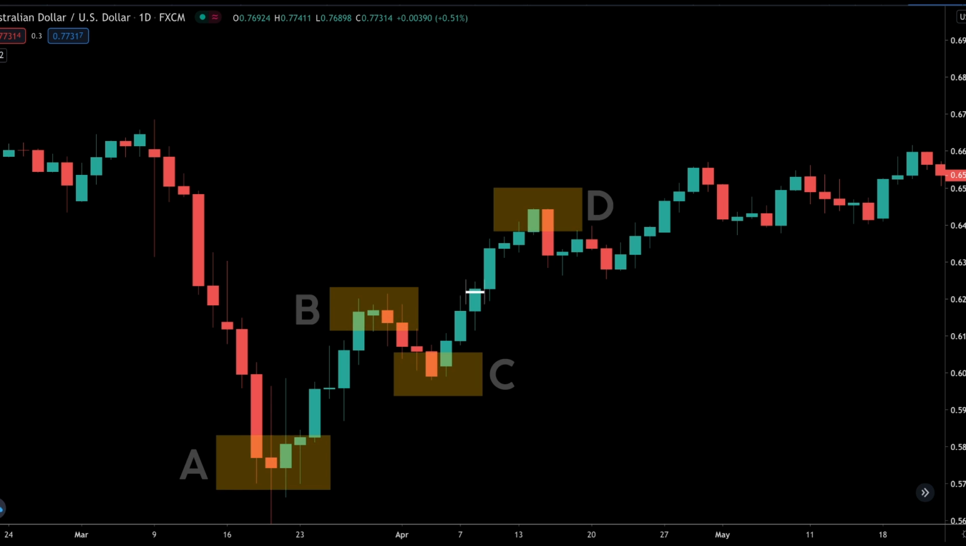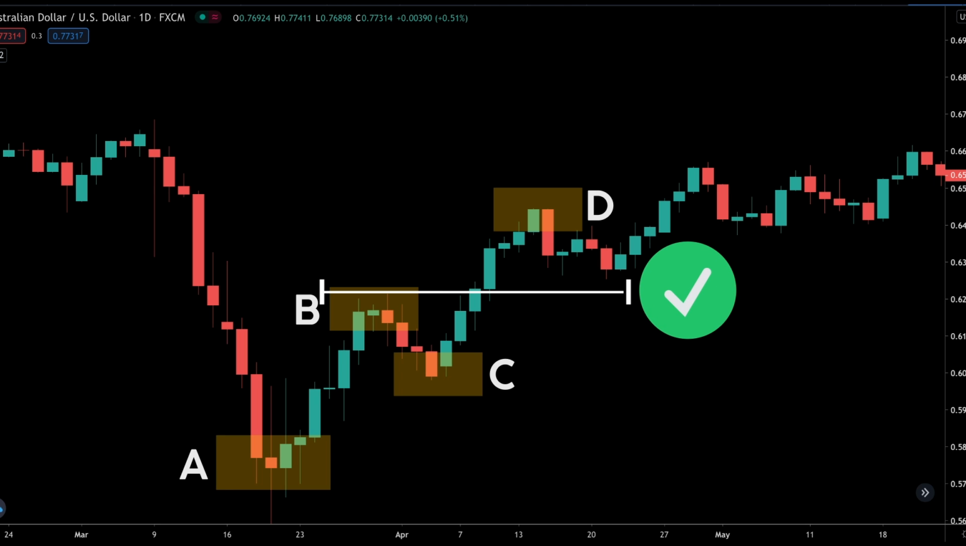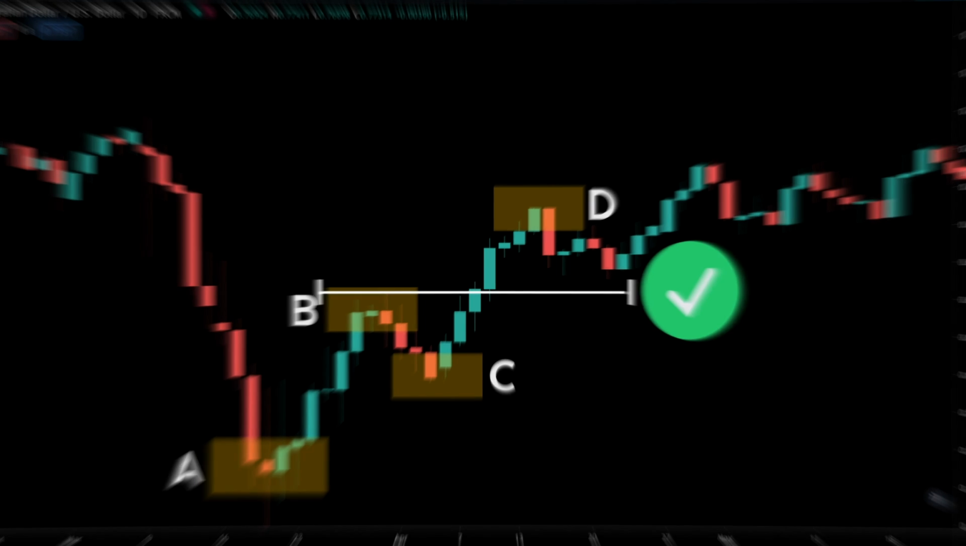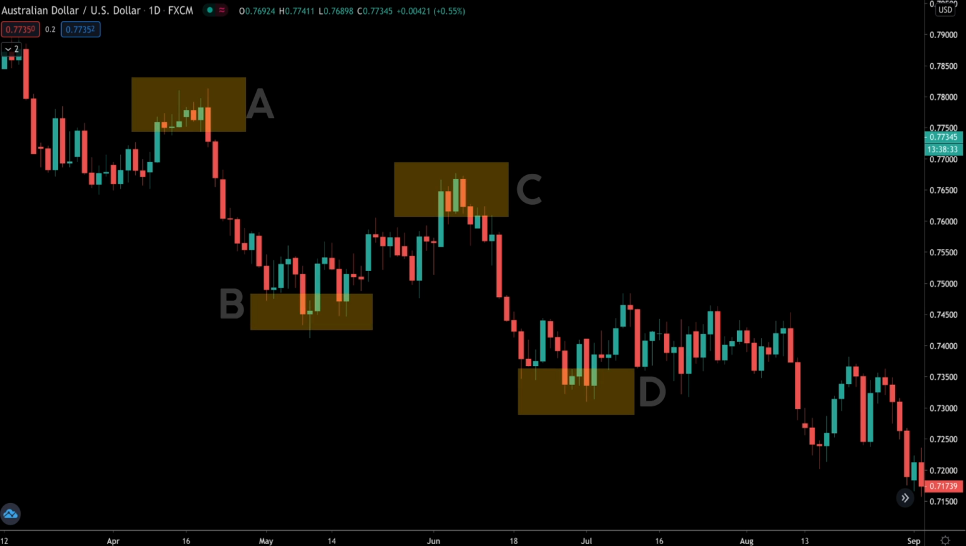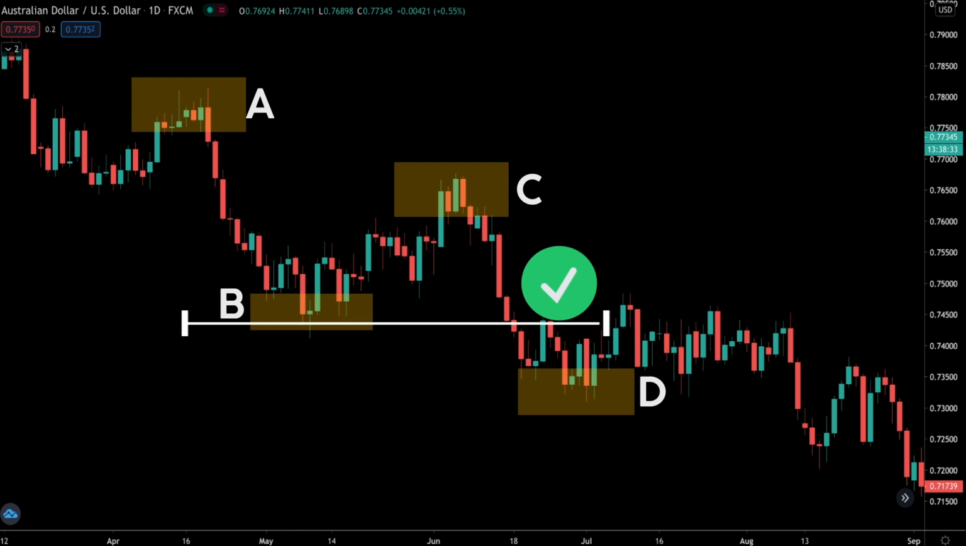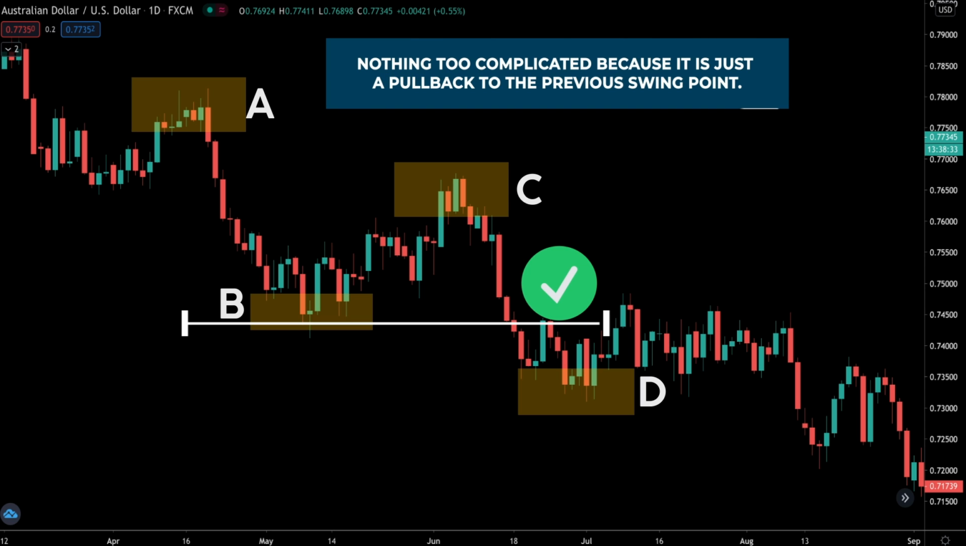Now, once all 4 points are identified, then we can easily identify the key levels. The first key level you want to focus on in a trend structure is the recent swing high or low, which is denoted by point B. Here's a bullish example and here's a bearish example. Nothing too complicated because it is just a pullback to the previous swing point.